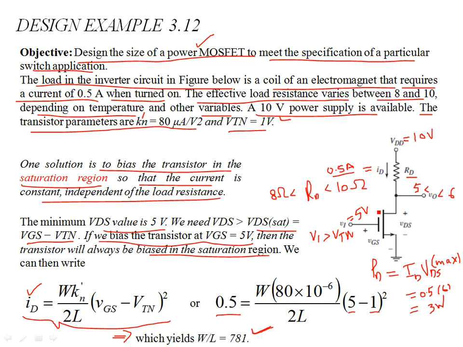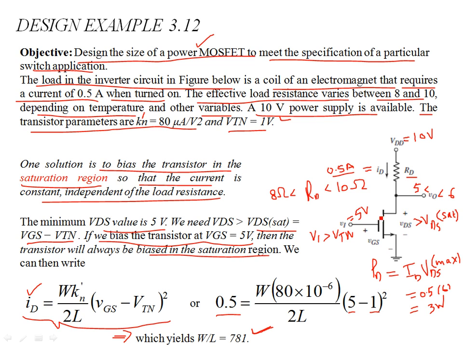We kept the MOSFET operation in the saturation region. In order to keep it in saturation, VDS should be greater than VDS sat, which in turn is the overdrive voltage. So all you need to determine is what VGS ensures that it stays in saturation regardless of your load resistance variation, which is 8 to 10 ohms. VDS sat should be at least 5 volts so that the transistor is always biased in saturation. So that's all the design requirement for the inverter MOSFET.